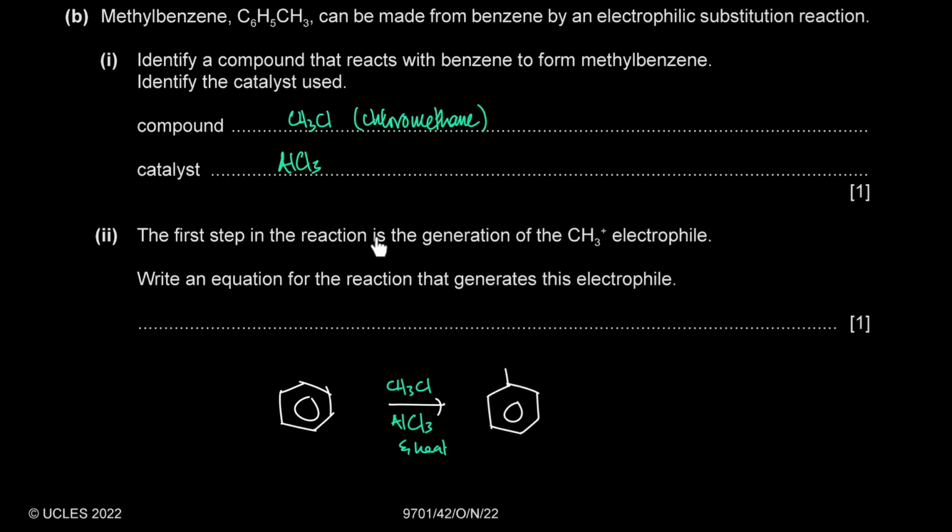The first step in this reaction is the generation of the CH3 plus electrophile. Write an equation for the reaction that generates this electrophile. So what happens here is that the CH3Cl reacts with the catalyst, the AlCl3, to form the electrophile CH3 plus and AlCl4 minus.